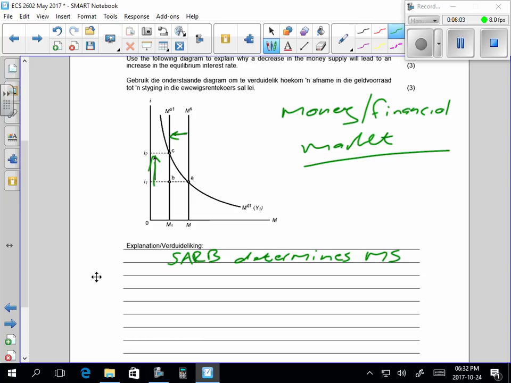It is completely independent in this model. Okay. Now, what they do is they use open market operations.